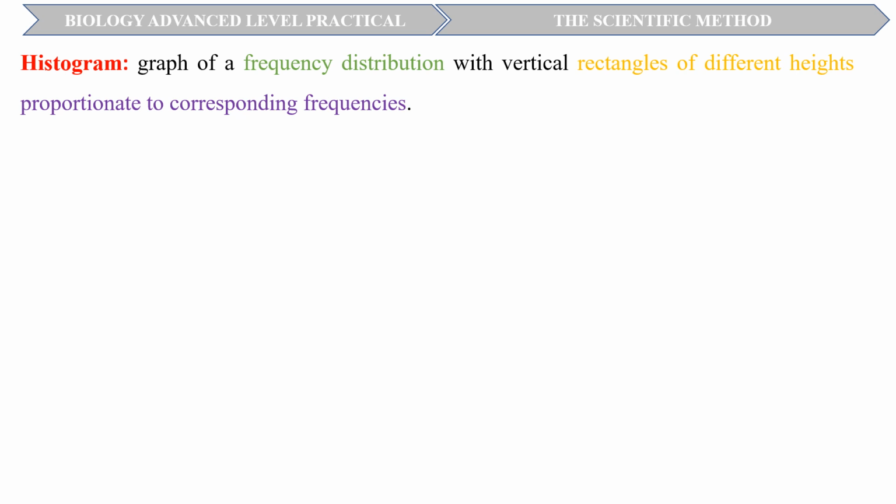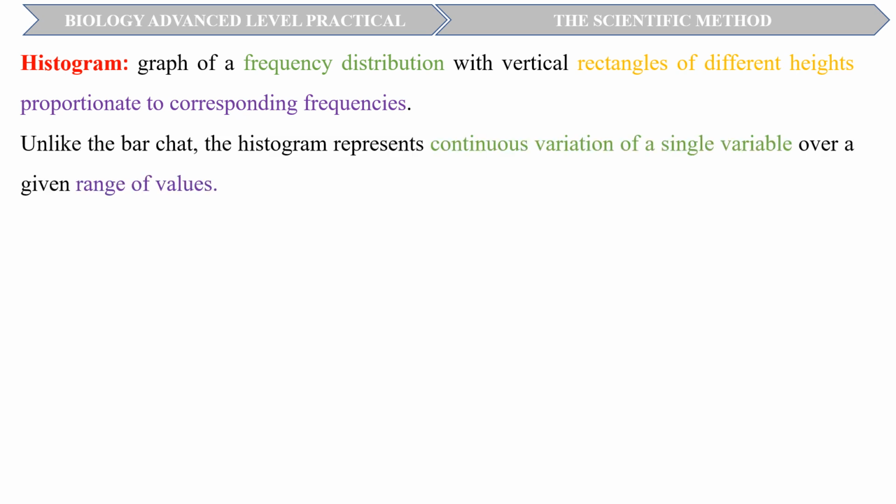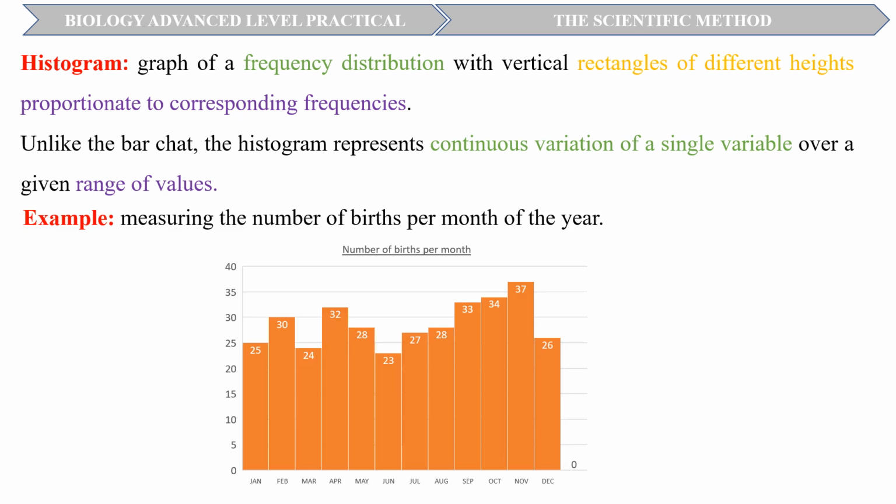A histogram is a statistical graph of a frequency distribution in which vertical rectangles of different heights are proportionate to corresponding frequencies. It differs from the bar chart in that it studies the continuous variation of a single variable over a given range of values called the bin. In the example, we see the numbers of births according to the months of the year.